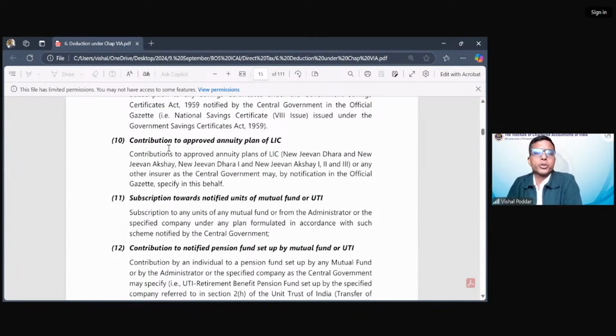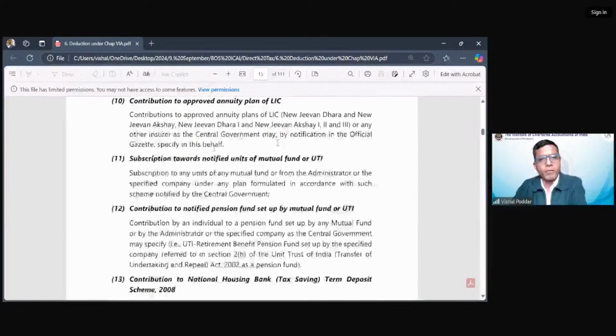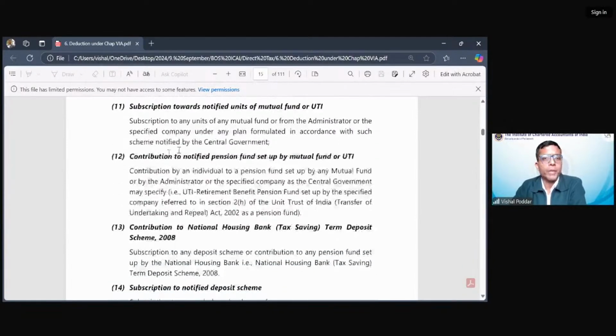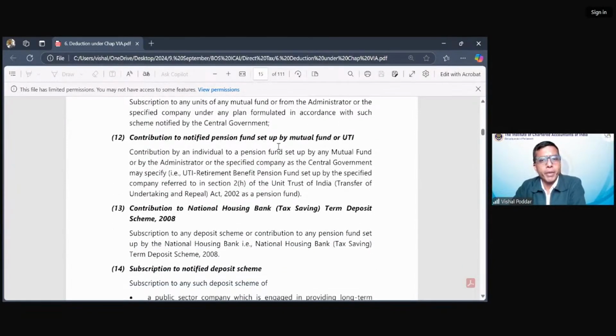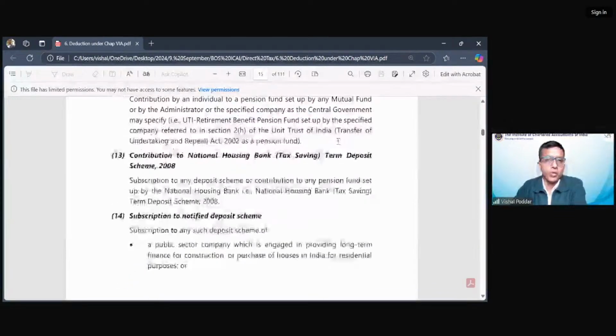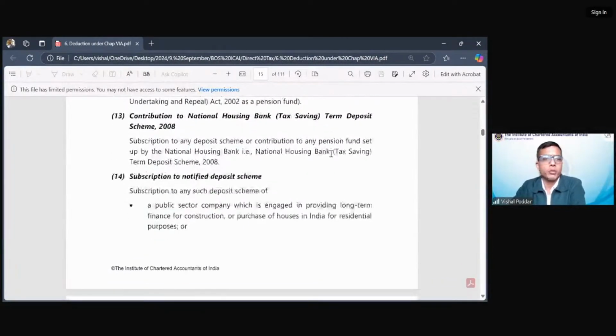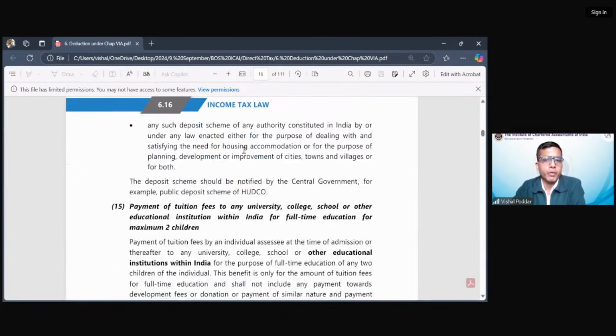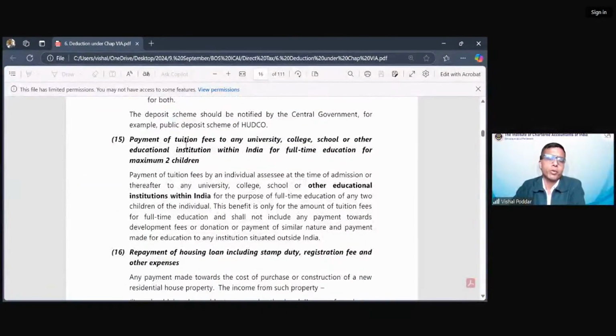And next is contribution to approved annuity plan of LIC, contribution towards notified units of mutual funds or UTI, contribution to notified pension fund set up by mutual funds or UTI, contribution to National Housing Bank, subscription to notified deposit schemes. Now, what is notified? They have mentioned. Then payment of tuition fees.